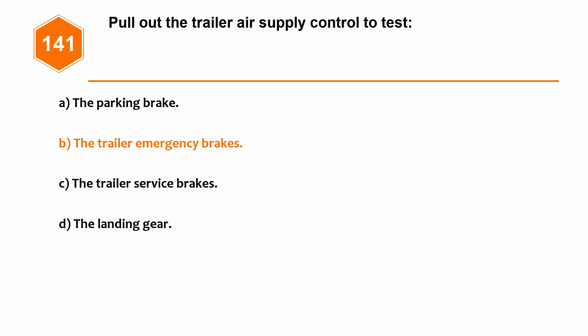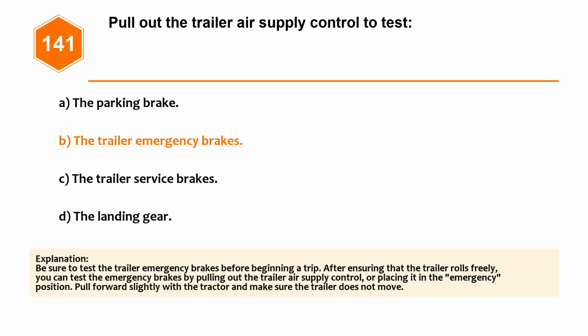The correct answer is option B. The trailer emergency brakes. Explanation. Be sure to test the trailer emergency brakes before beginning a trip. After ensuring that the trailer rolls freely, you can test the emergency brakes by pulling out the trailer air supply control or placing it in the emergency position. Pull forward slightly with the tractor and make sure the trailer does not move.